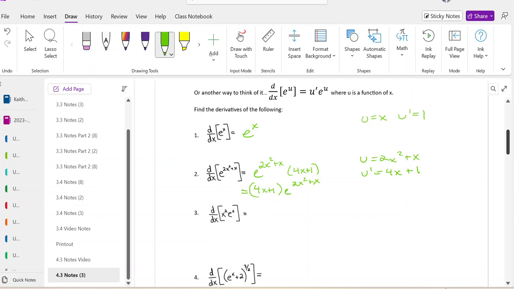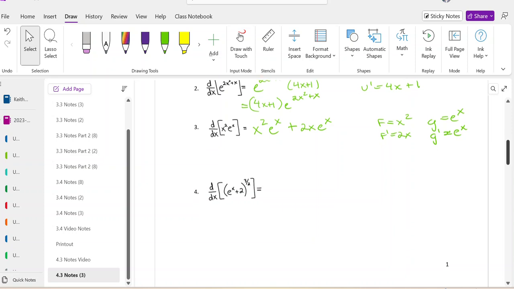So here you have a product rule. So we'll say f is equal to x squared. F prime is 2x. G is equal to e to the x. G prime is also e to the x. So when you do the product rule, it's x squared e to the x plus 2x e to the x. And that is the derivative.